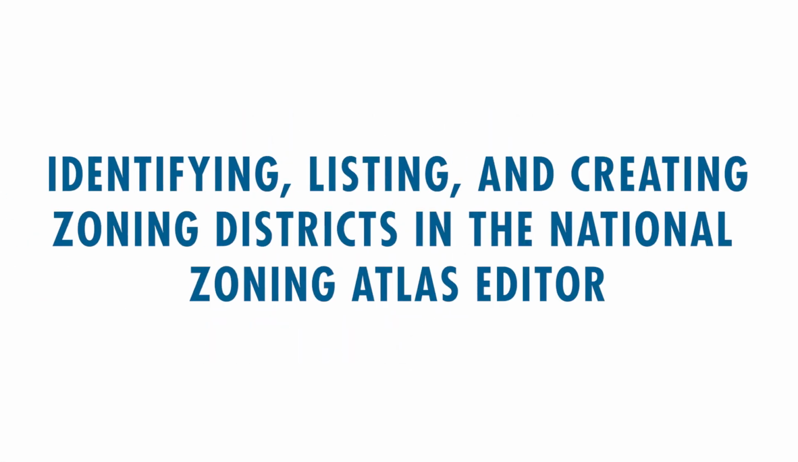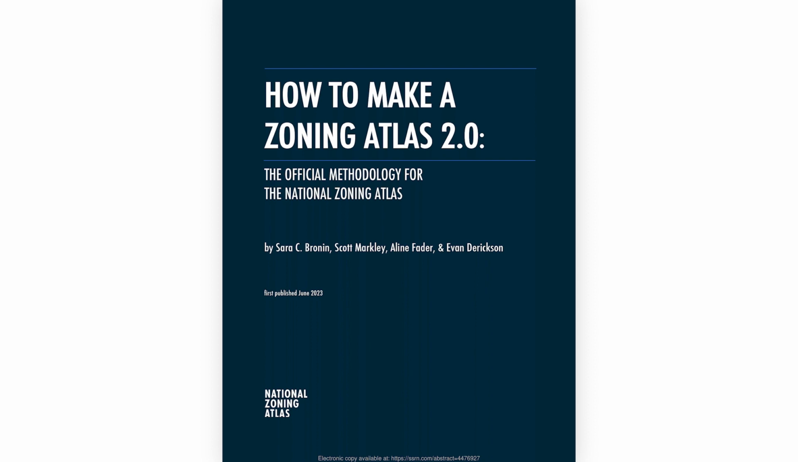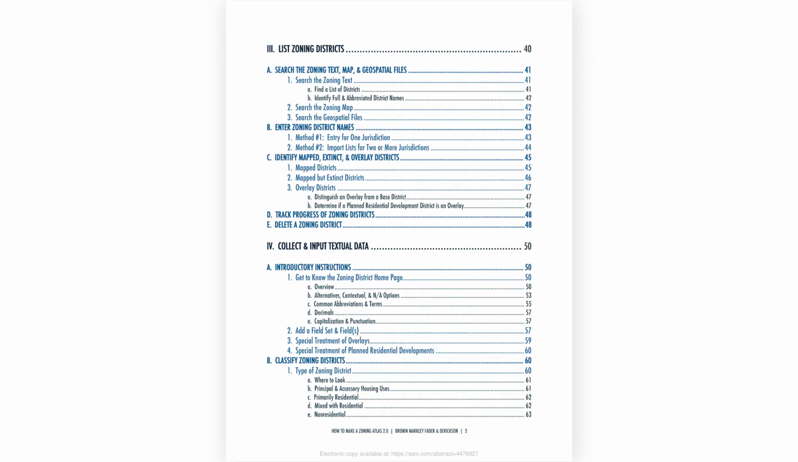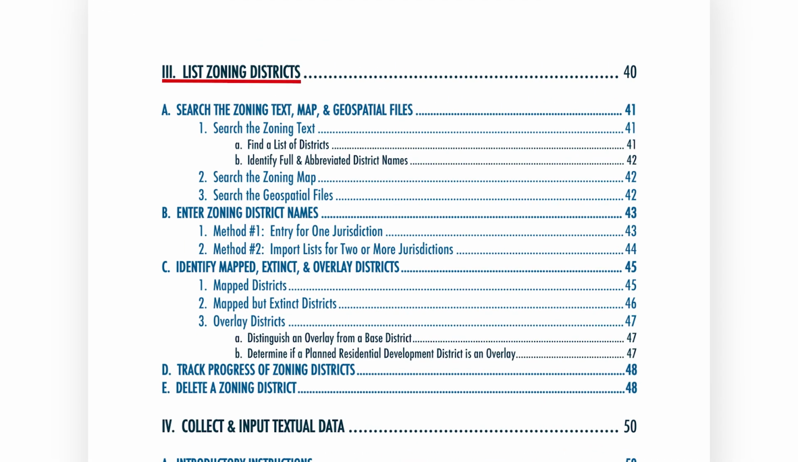This video will show you how to identify, list, and create zoning districts for your team's jurisdictions in the National Zoning Atlas editor. This step is so important that we have devoted an entire chapter, Chapter 3, of How to Make a Zoning Atlas 2.0 to ensuring it's completed without error. Usually, a team zoning code analyst will be in charge of this task. We encourage all members of the team, including both zoning code analysts and geospatial analysts, to participate in it.